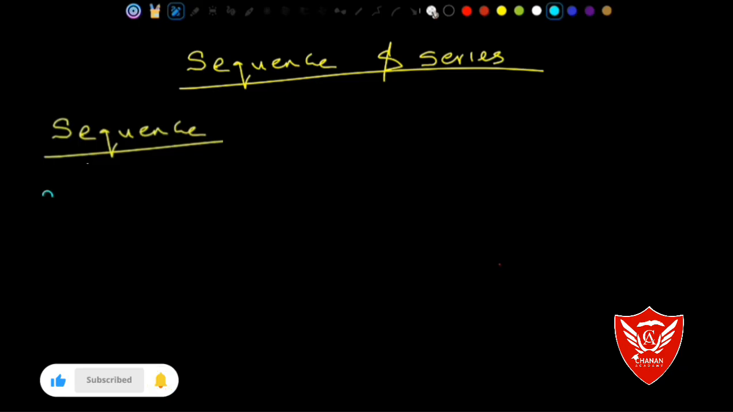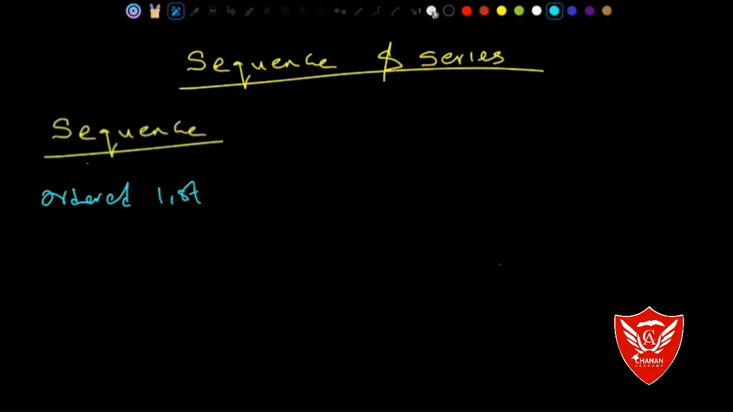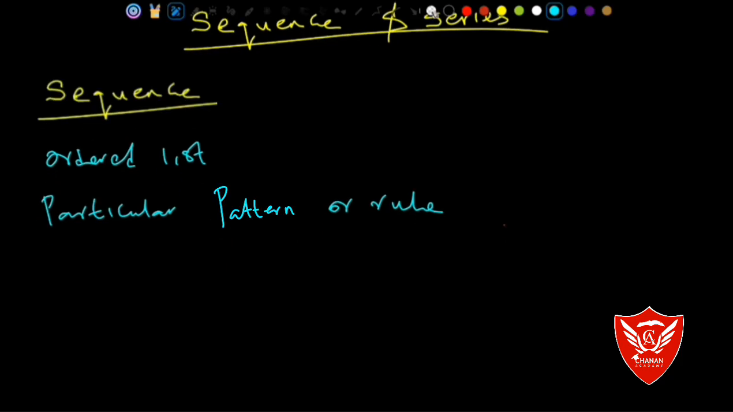Number one, it is an ordered list. The list is ordered. Number two, it follows a particular pattern or rule. There must be an order and it must follow a pattern or a rule. So let me give an example.